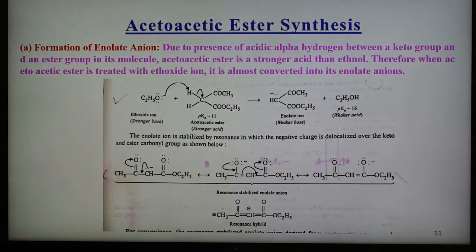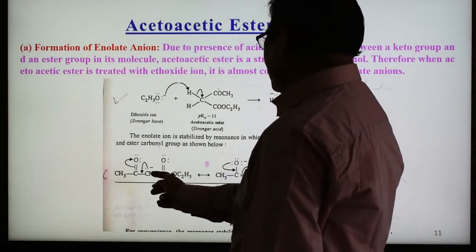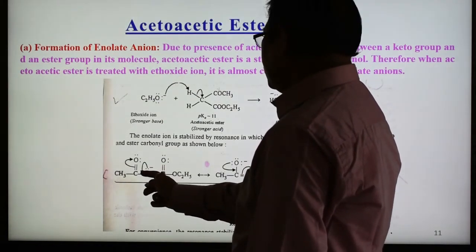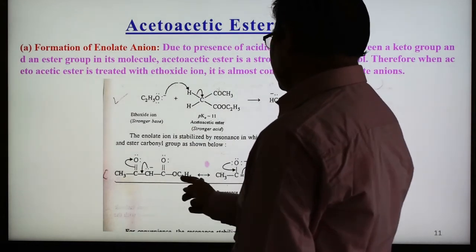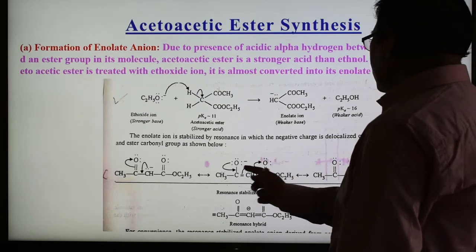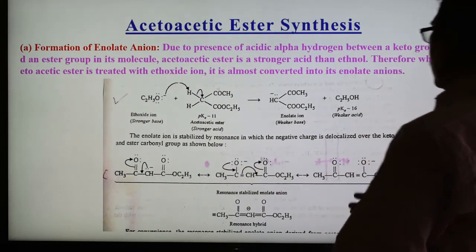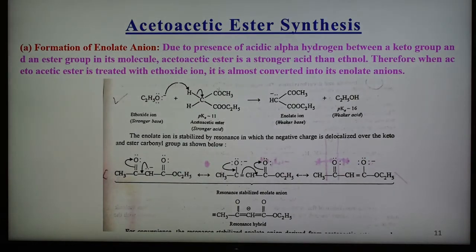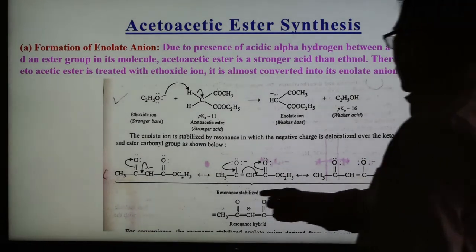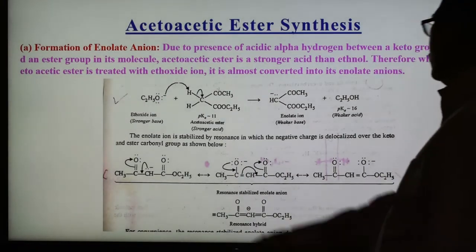The enolate ion is stabilized by resonance in which the negative charge is delocalized over the keto and ester carbonyl group, as shown here. This is the enolate ion, and these electrons are shifted here, and this double bond electron is shifted here. So we obtain another structure, and again this bond is shifted here. This is another structure. So it is a resonance hybrid of the three structures, structure 1, 2, 3, and this is the resonance hybrid structure of this enolate ion.